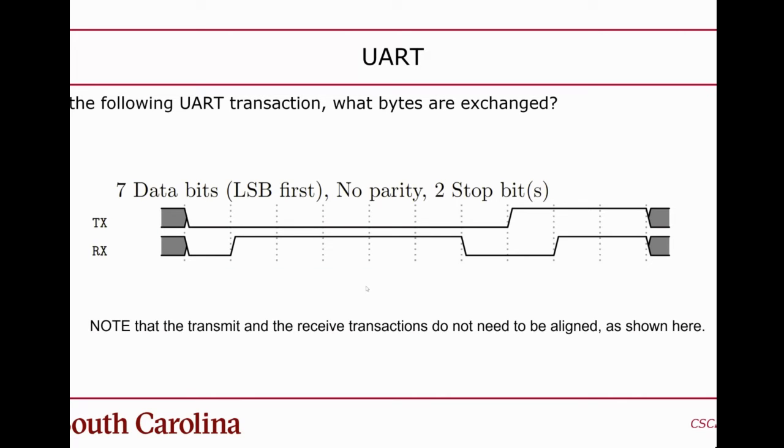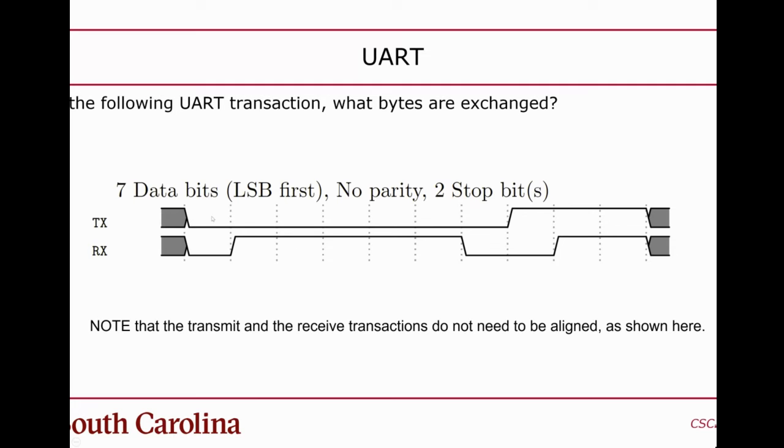So in this case, we have 7 data bits, least significant bit sent first, no parity, and 2 stop bits. To read this, in this case, it's easy to read. We have these little dotted lines that show you where each bit begins and ends. So the question is just how do you identify the different parts of this?